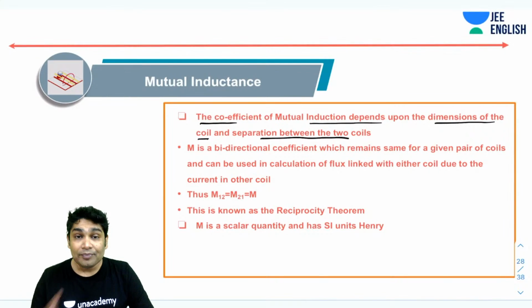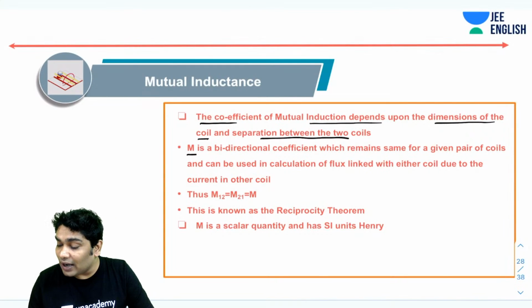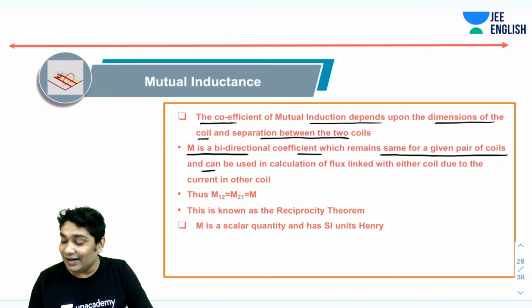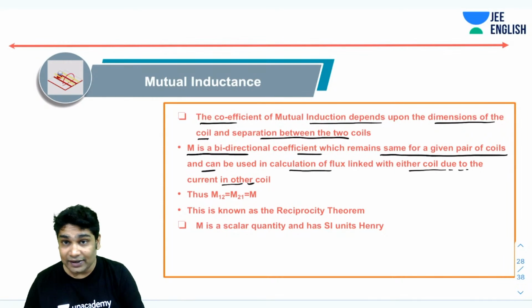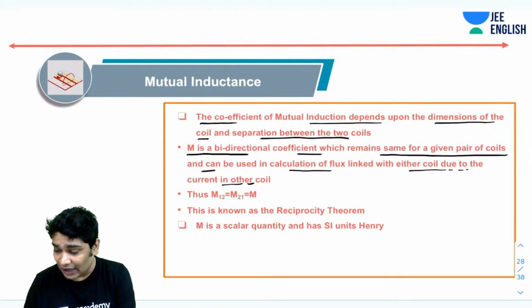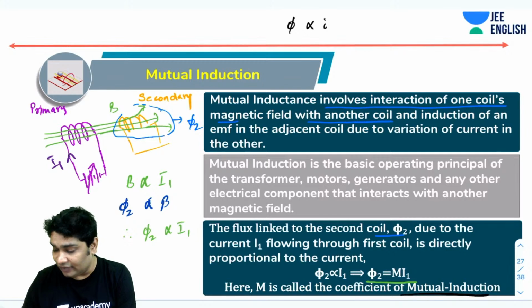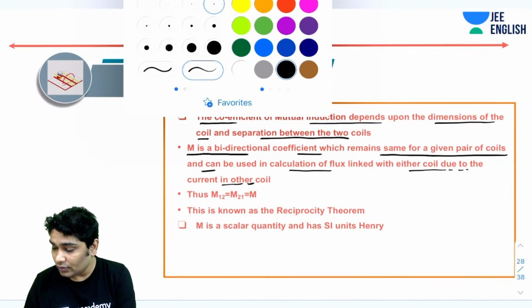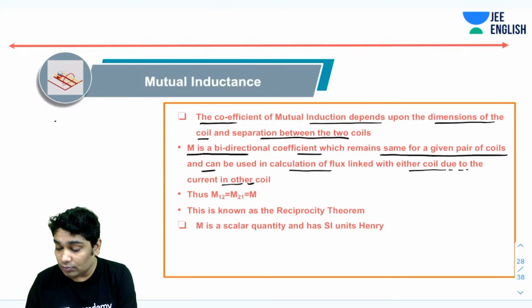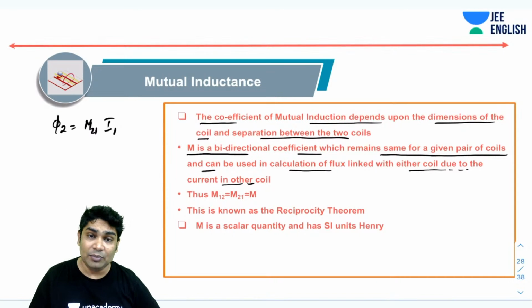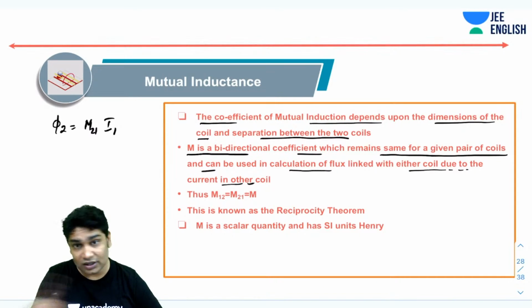Okay. Now, interestingly enough, M is a bidirectional coefficient which remains the same for a given pair of coils, and it can be used in calculation of flux linked with either coil due to the other. So what I'm trying to say here is that if I wanted to write phi 2, I will write it as phi 2 equals M21 times I1. So M21 is the mutual induction coefficient of coil 2 with respect to 1.